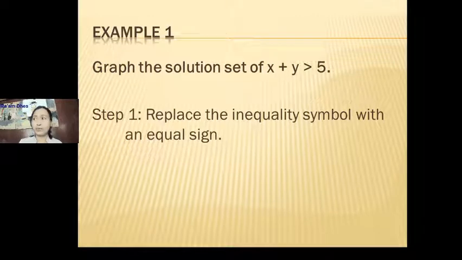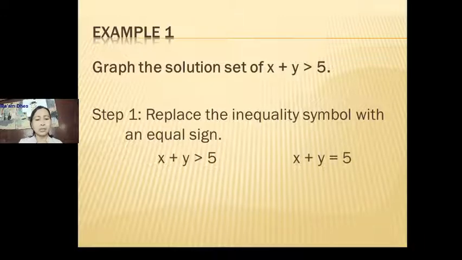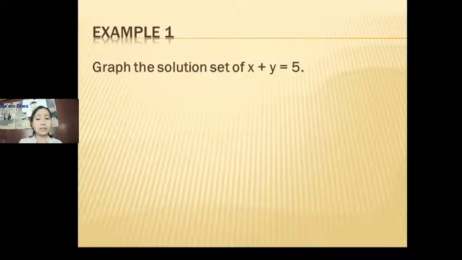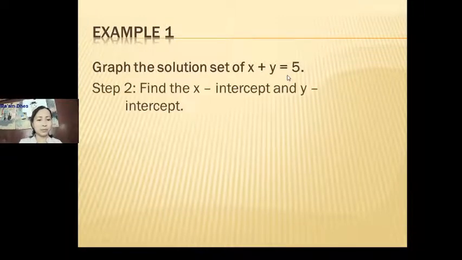So what's the first step? Replace the inequality symbol with an equal sign. So from this one, from greater than, we're going to replace it by an equal sign, so x plus y is equal to 5. Next. Okay, for step 2, we have here now x plus y is equal to 5. So for step 2, find the x and y intercept.